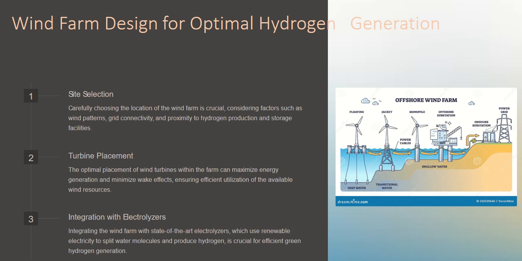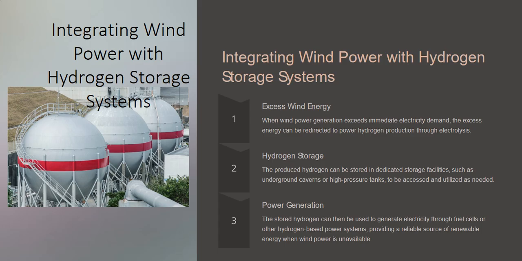This is an example of a farm designed to generate electricity for optimal hydrogen production. You have to select the site carefully, checking the wind and everything, and check the turbine placement, because hydrogen is produced from water. Then you integrate wind power and hydrogen storage systems: excess wind energy, hydrogen storage, and power generation. You have to harness more and more wind to generate the energy, and store the hydrogen very well so that it can generate power at the end.